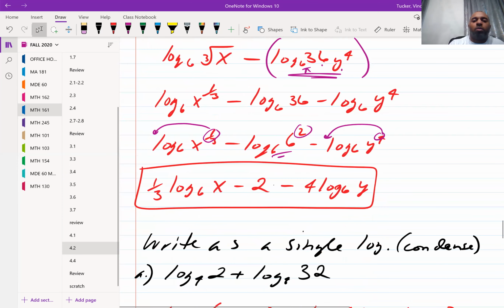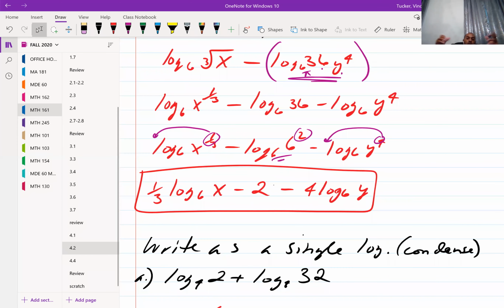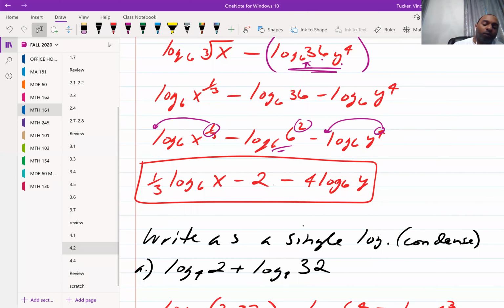All right, so that exercise, we were breaking logarithms up, expanding it out as much as possible. The next exercise is going to do the reverse. We're going to condense them, and we're going to write them as a single logarithm. So this first one, we have log base 4 of 2 plus log base 4 of 32. So basically, we're going to use the logarithmic properties in reverse.